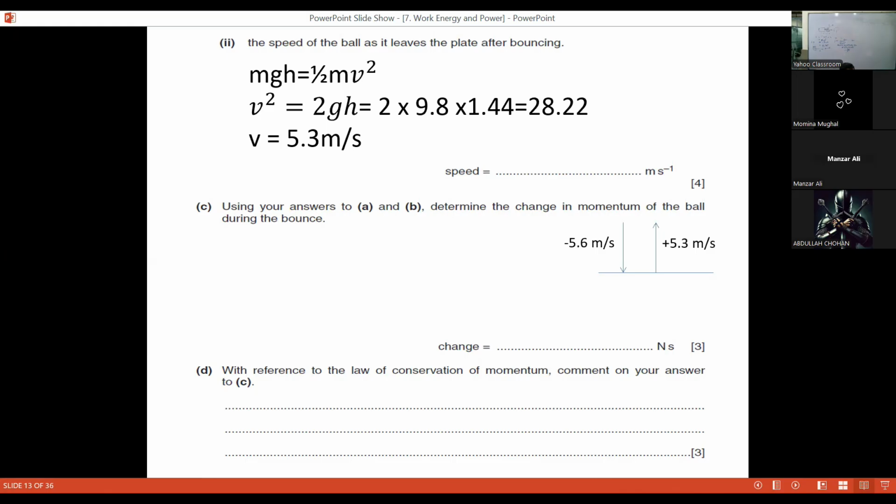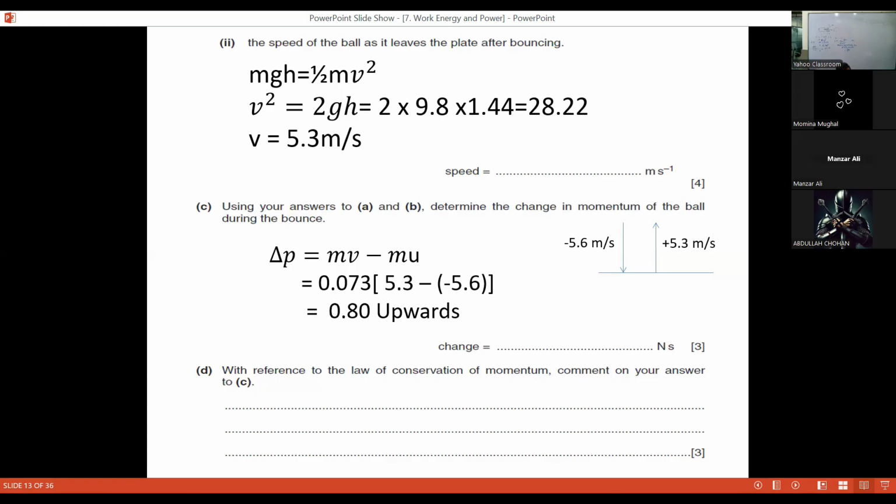Change in momentum, mv minus mu. Mass of the object was given to you, 0.073. Positive velocity when it is moving upwards, negative velocity when it was moving downwards. Minus multiplies, becomes plus, and you get the answer as 0.8 upwards. That's the change in momentum and direction.